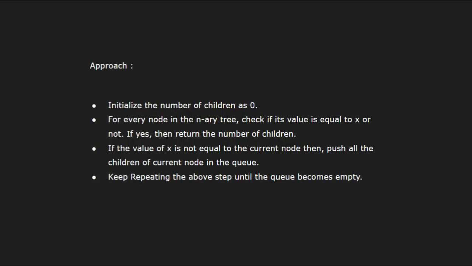We initialize the number of children as 0. For every node in the n-ary tree, we check if its value is equal to x or not. If yes, then we return the number of children. If the value of x is not equal to the current node, then we push all the children of current node in a queue. We keep repeating the above steps until the queue becomes empty.